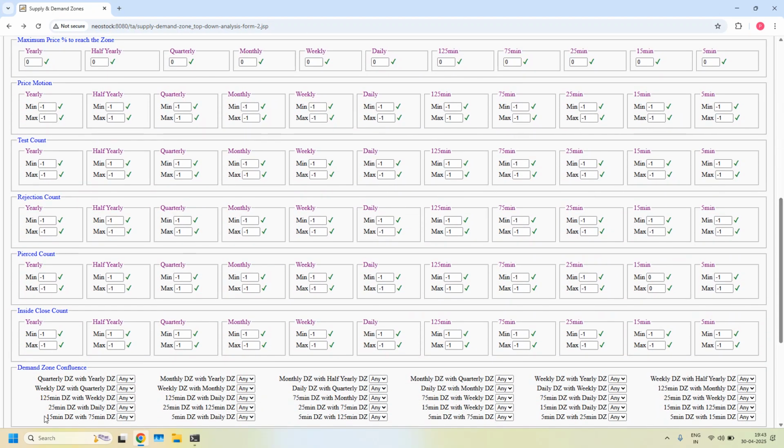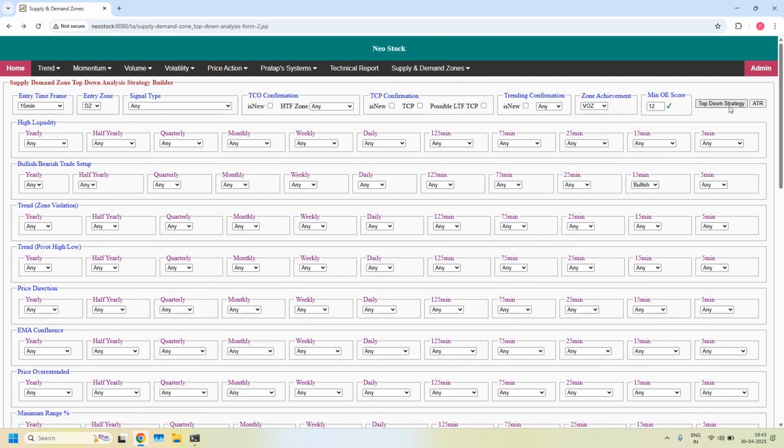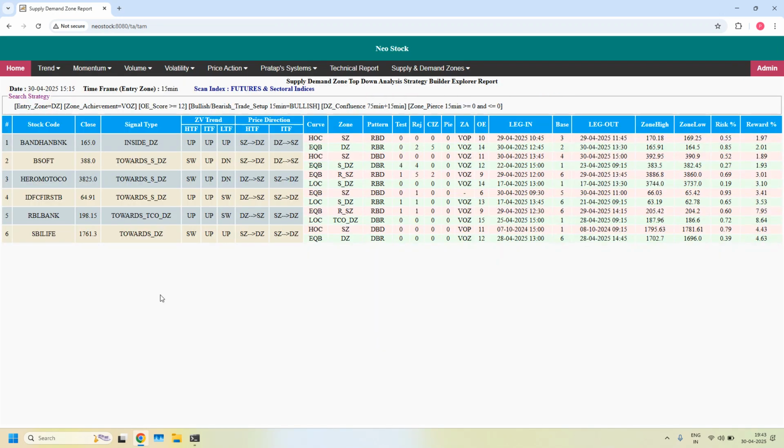That is 15-minute demand zone with 75-minute demand zone confluence. I enable the filter. Out of 8, 6 are filtered. So these 6 demand zones, which demand zones? 15-minute demand zones. These 6 15-minute demand zones are overlapped with 75-minute demand zone. And 75-minute trend is up in all the stocks.